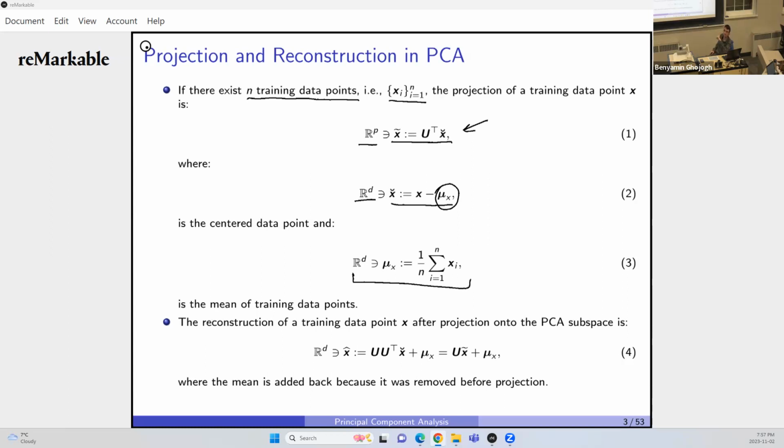Reconstruction is what? Recall the preliminaries: it was U transpose X breve, but there is a but. We have to add back the mean, because the mean was removed before projection. If you forget to add back the mean, assume you do it on facial images, you reconstruct them back without adding back the mean of the faces, and it becomes like X-ray faces. You have removed the means of the pixels, so you can't see the actual intensities.